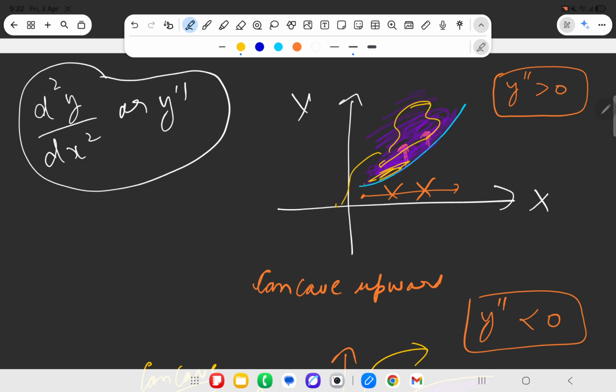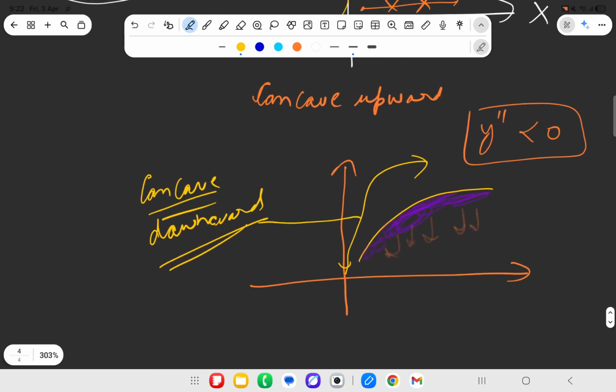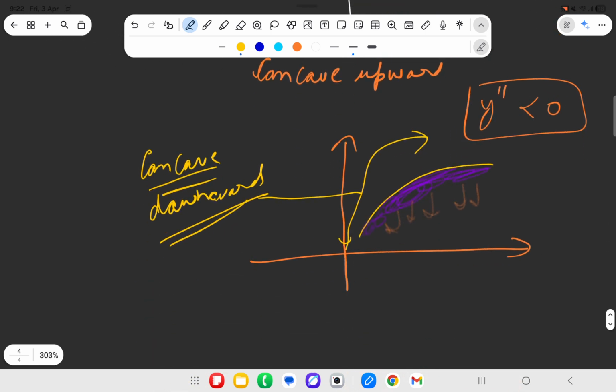So it's basically a mnemonic to remember this thing. Double derivative greater than 0 is concave upward, and the less than 0 case is just the opposite of above. If I drop some water, no single water stays on this curve, it falls to the bottom due to gravity. So it's just imagination thinking to remember whether our curve is upward or downward.